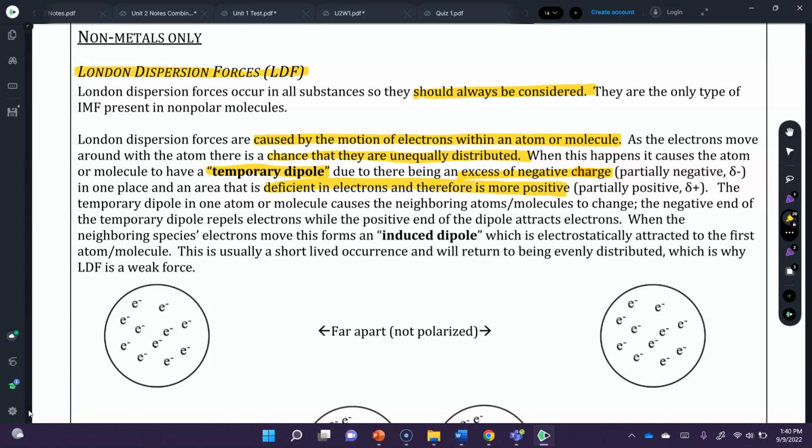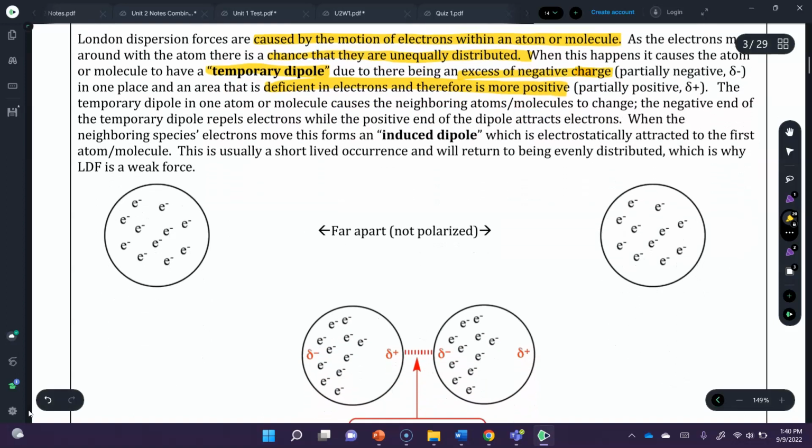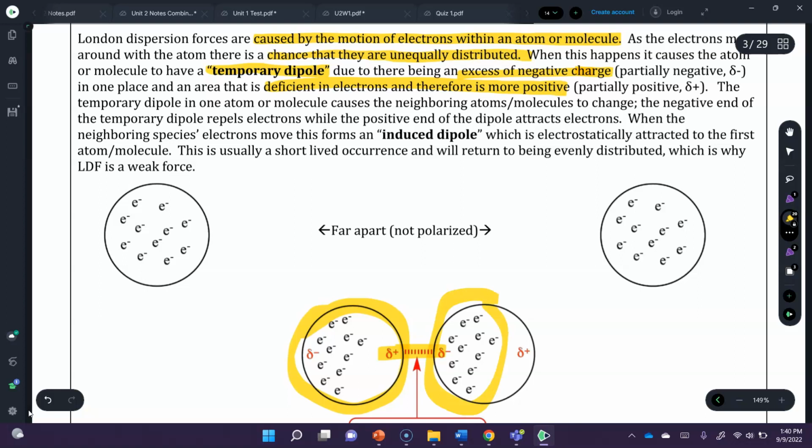The temporary dipole in one atom or molecule causes the neighboring atoms or molecules to change. If we scroll down, we see it here. This one might have an induced dipole, and because it has an induced dipole, it's going to tell its neighbor, hey, bring all your negative stuff to meet my positive. So they will cause dipoles to happen in each other. Dipoles can also happen because they hit each other and push the electrons to one side, and then this positive region brings these electrons closer to it by attracting. So an induced dipole.